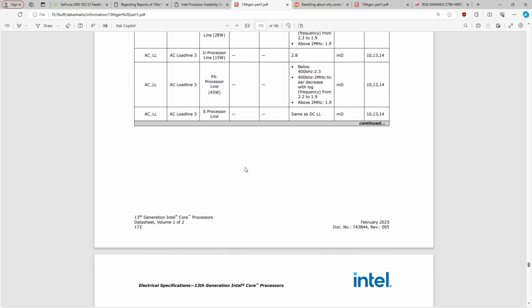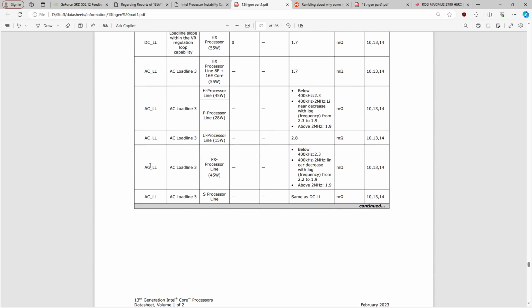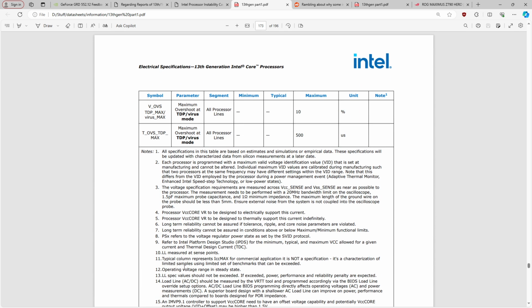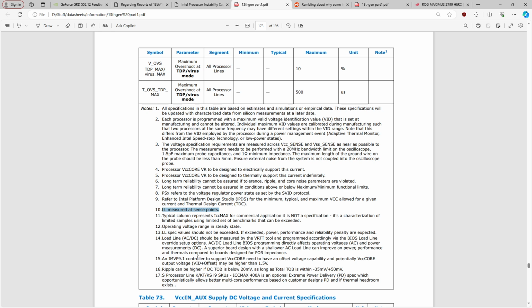That's a spec. Anyway, let's read some of the notes relevant to the AC load line here, which is 10, 13, and 14. So 10, load line measured at the sense points. Basically, the CPUs from Intel have dedicated voltage measurement points, so you're supposed to measure your load line from the sense points. And then 13, load line spec values should not be exceeded. Okay, so you're not allowed to set your load line higher than what Intel specifies here. That's cool, I guess. If exceeded, power, performance, and reliability penalty are expected.